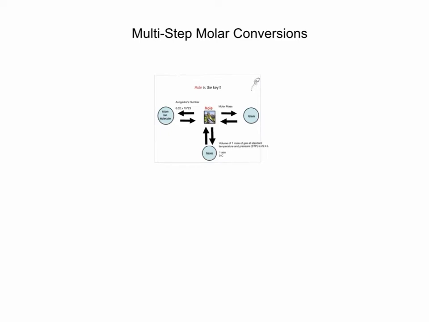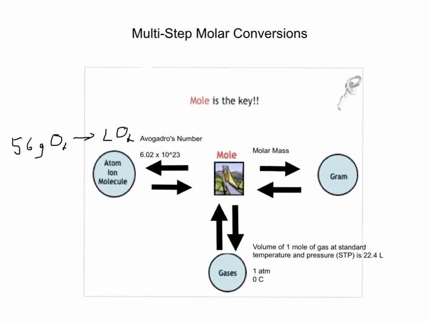What if you were given a problem where you were told you had 56 grams of oxygen gas, and you needed to figure out how many liters of oxygen you would have? How would you do this conversion? Well, let's look at our table.